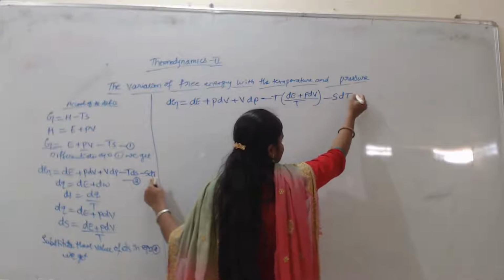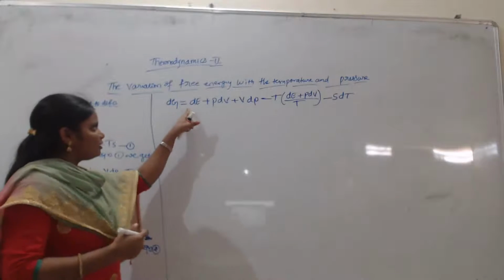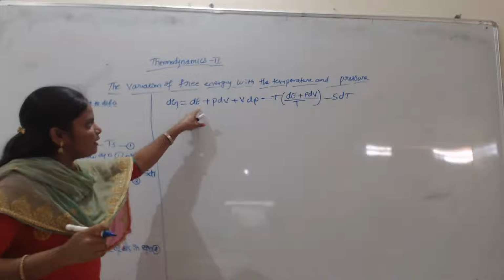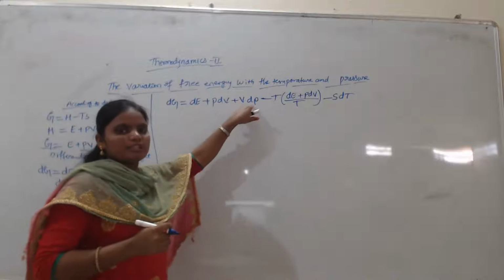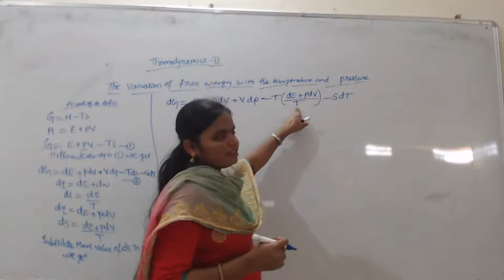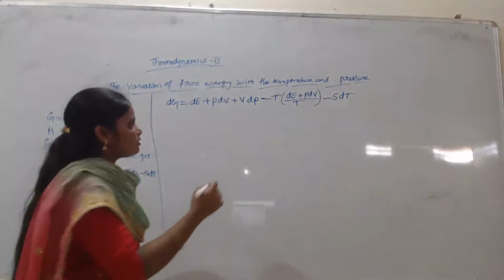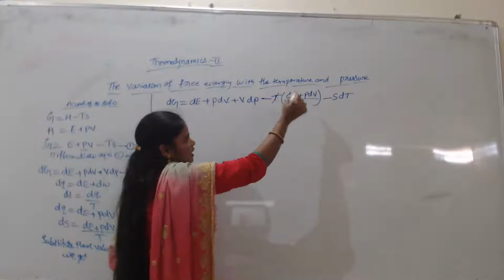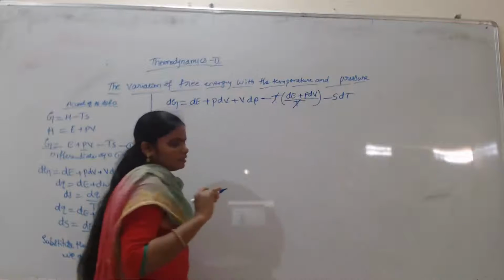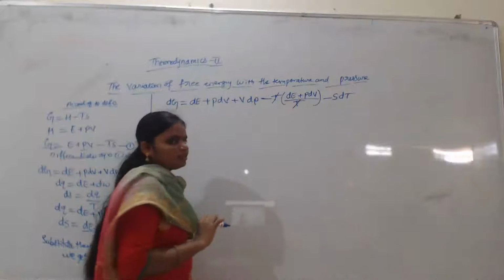Okay, see here dZ is equal to dE plus P dV plus V dP minus T times (dE plus P dV) divided by T minus S dT. Here the temperature T in the numerator and the temperature T in the denominator cancel.